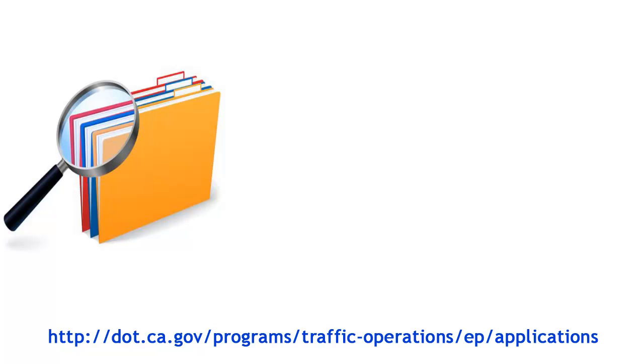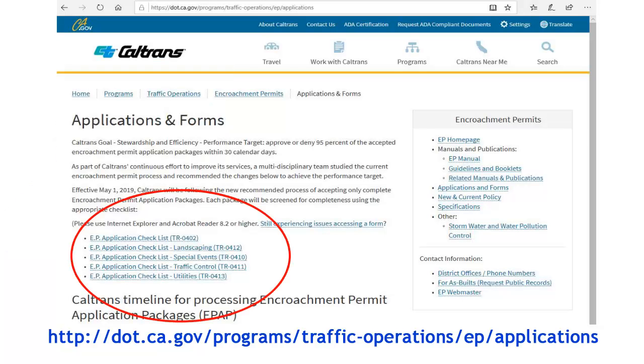Supporting documents must fully explain why you need to enter the state's highway right-of-way, how you intend to do what you need to do, and how much time you need to do it. You can use the checklists on the Applications and Forms Internet web page at this link shown, or you can contact your local district encroachment permits office for help in determining which documents you need to submit.